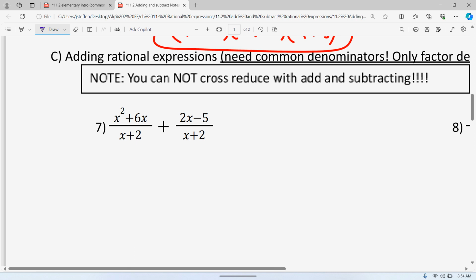Number 7, we already have a common denominator of x plus 2. Since you already have a common denominator, one thing I've done in the past, wherever you're going to put your answer, I put my common denominator as x plus 2. Because before you do any adding and subtracting, if that is your common denominator, that means that's going to be the denominator of your answer.